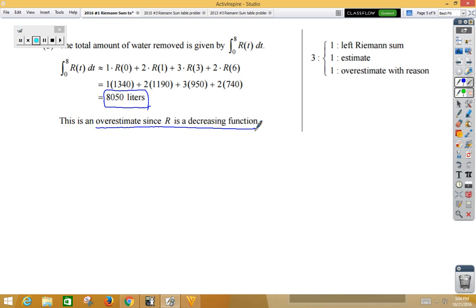Now let's notice how they assign points. 1 point for the Riemann sum, that would be for the work involved. 1 point for the answer, and then 1 point for the overestimate and why. Make sure that you give that it's a decreasing function.